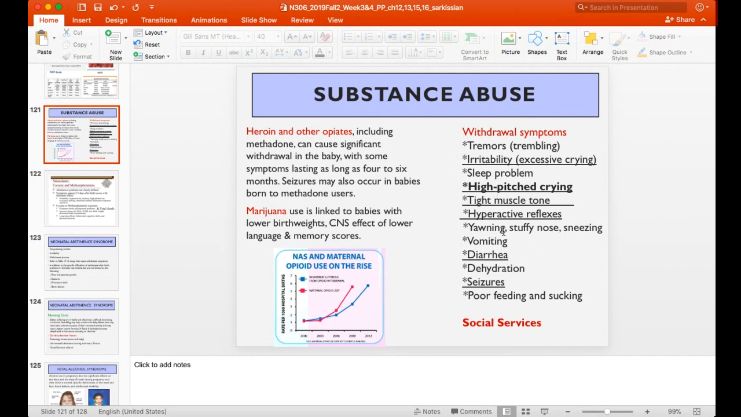So know the signs and symptoms of this, because one of my favorite questions the ATI likes to ask is, what are signs and symptoms of withdrawal in a baby of a mom who was addicted to methadone, right? Or opioids. And they may say, what are the signs and symptoms of a baby who has respiratory distress, or a baby that has cold stress, right? Or a baby that has problems thermoregulating. Those 3 things are tied in together. And some of those signs and symptoms overlap with these signs and symptoms, but there's a clear difference. So know the difference between those two.